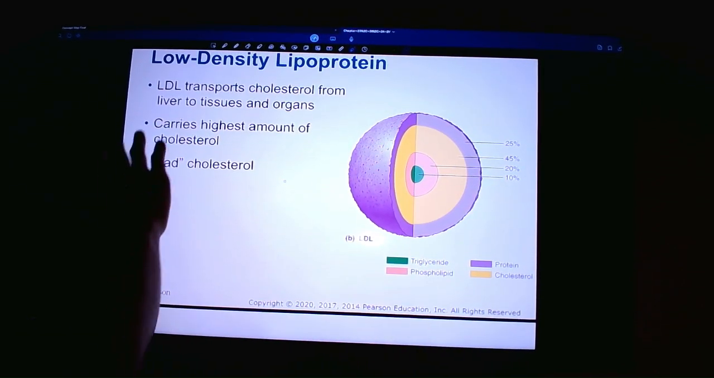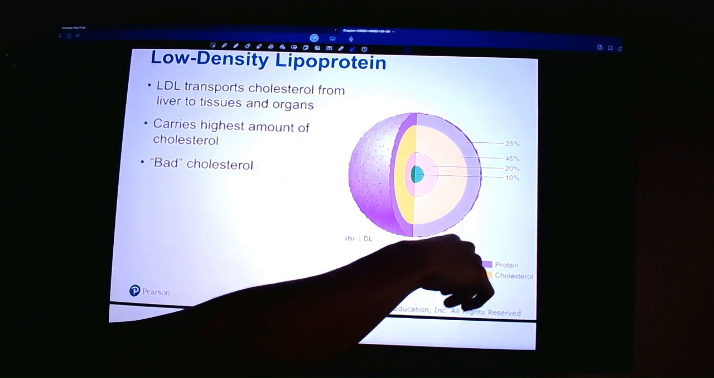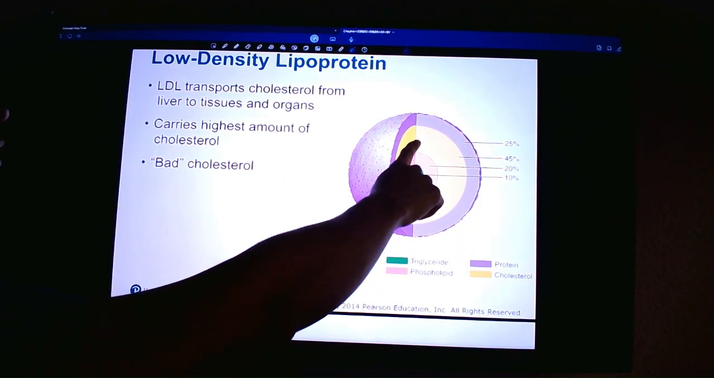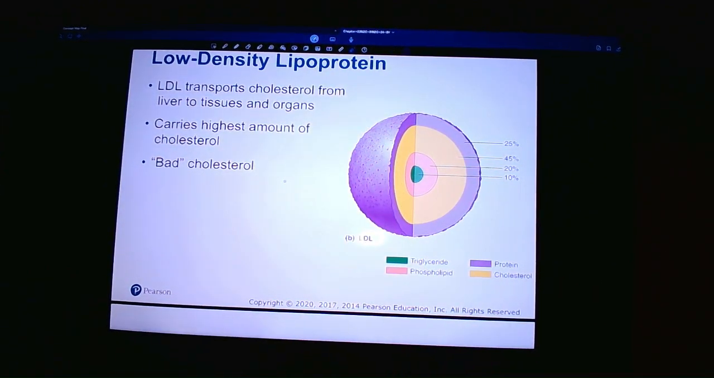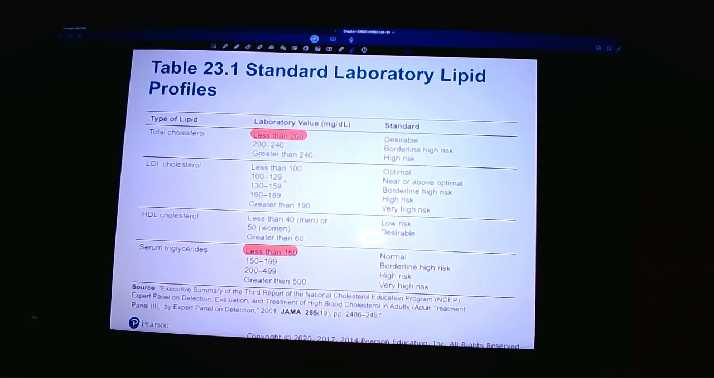While both the very low density and the low density lipoproteins constantly take cholesterol from the liver to the blood vessels, look how much fat they have compared to the high density one. Now we could get into our different types of labs, right?